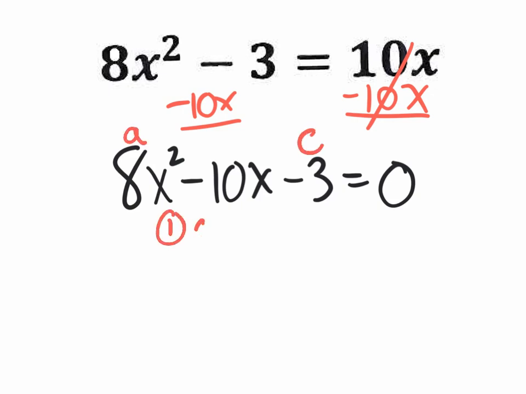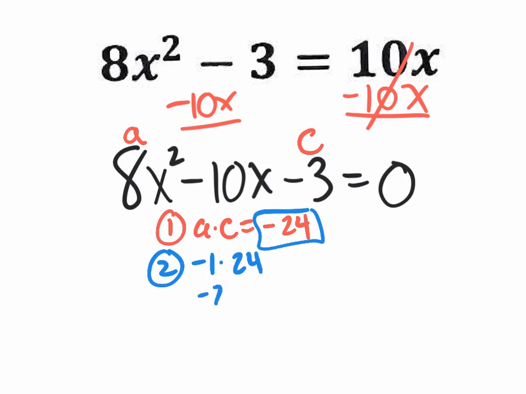So let's do step 1. A times c. We're going to end up with negative 24. That's your answer for this first step. Second step, make a list of the multiples of that number, negative 24. Negative 1 times 24, negative 2 times 12, negative 3 times 8, negative 4 times 6. Those are all the possibilities. Now, which pair of numbers combines together to give us the middle value, b, being negative 10?